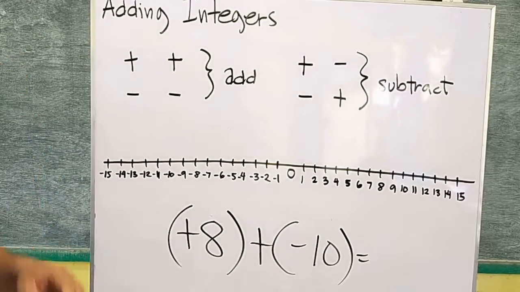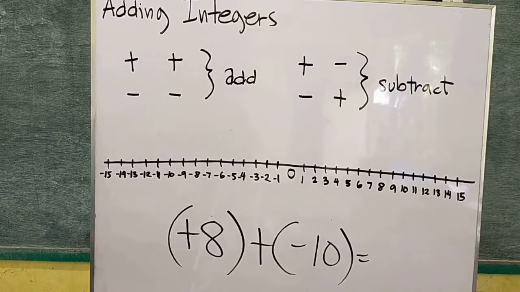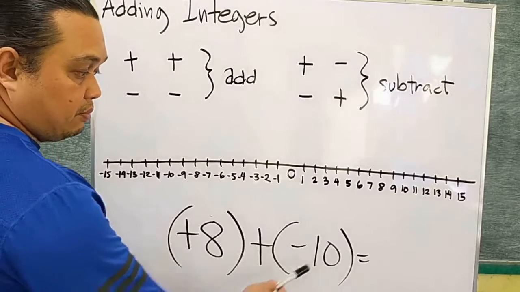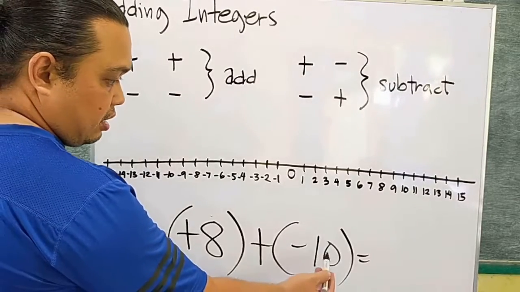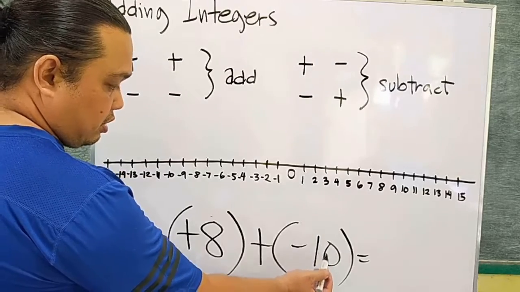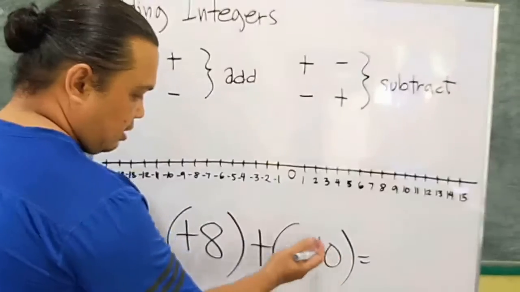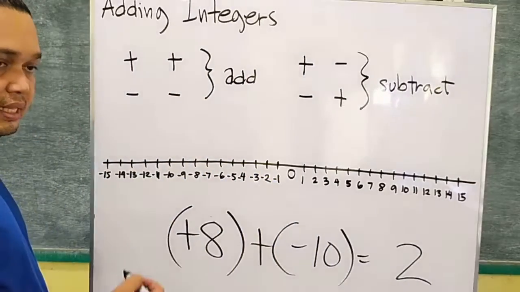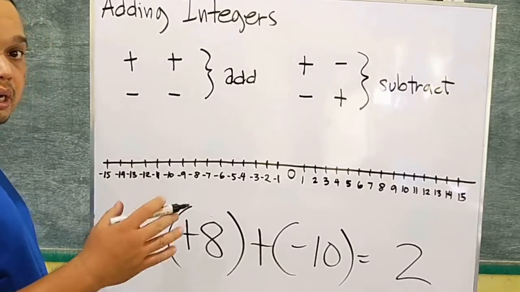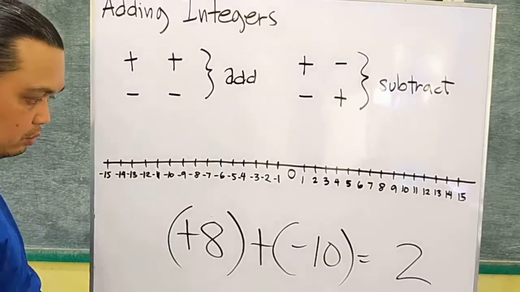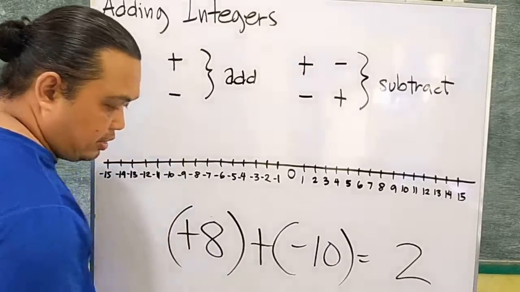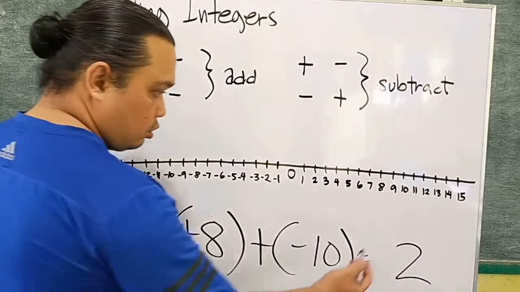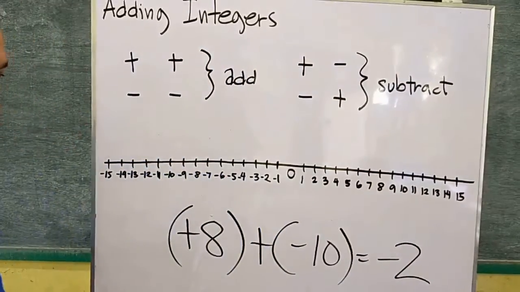Okay, so let's subtract the numbers. Subtract the smaller number from the bigger number. 10 here is the bigger one. So we are going to subtract 8 from it. 10 minus 8, that's 2. And copy the sign of the number that has the greater value. Between the two, 10 has the greater value and its sign is negative. So 2 here will be negative also.